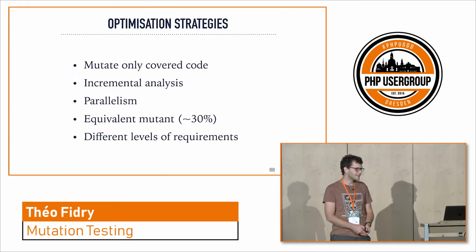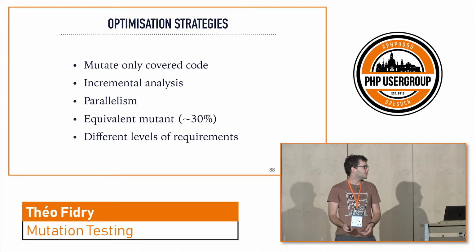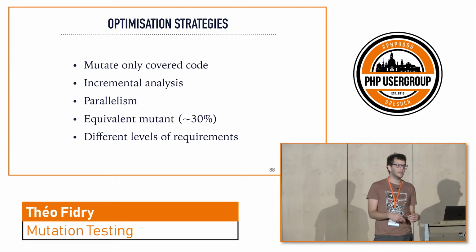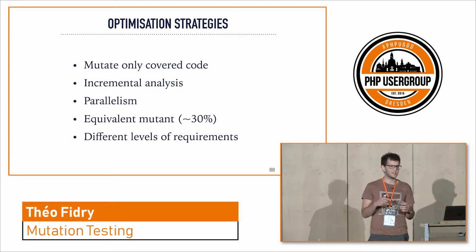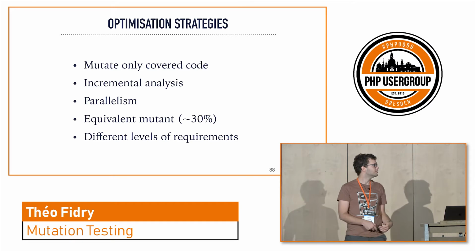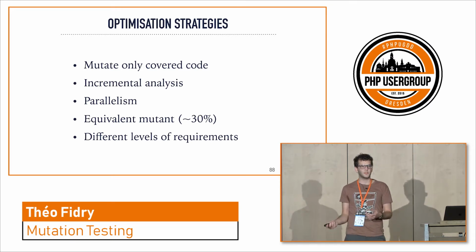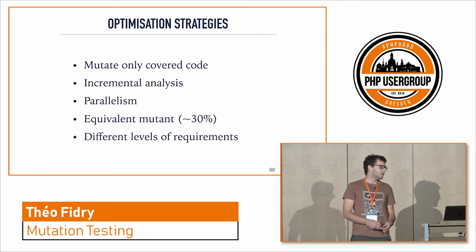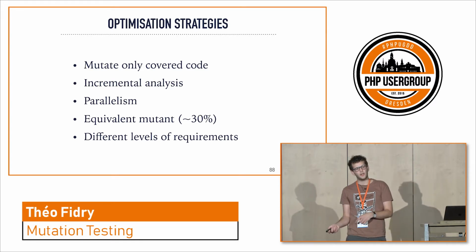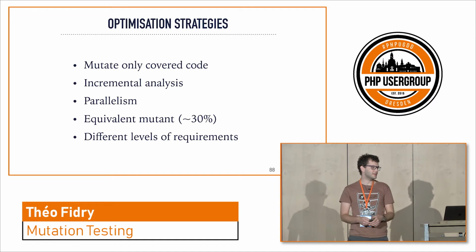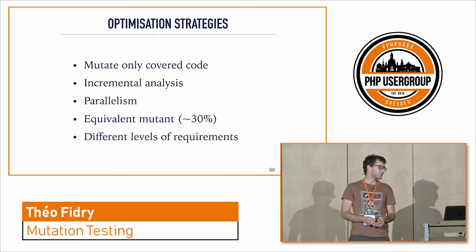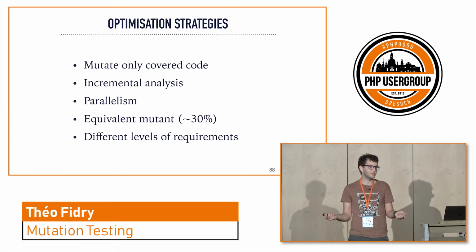So there are a few optimization strategies. For example, mutating only the covered code, incremental analysis, mutating only the code that has been changed since the last run, parallelism, so that was the threads, and equivalent mutants. It's the idea that some mutants are redundant. We're going to dig into that later. But the idea is if you reduce the number of mutants, it's going to go faster because there are fewer mutants.